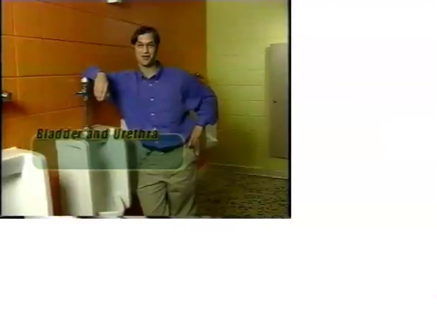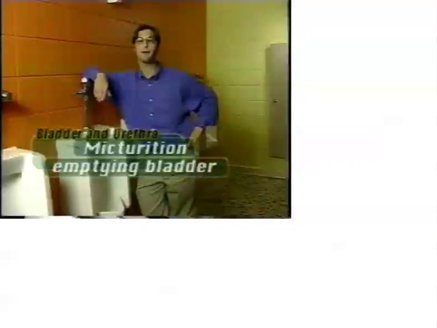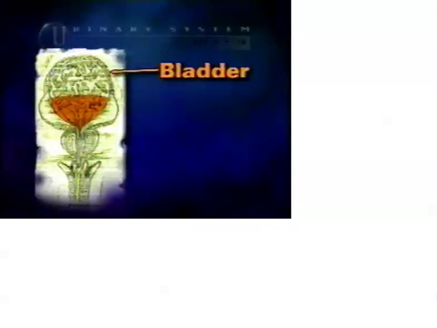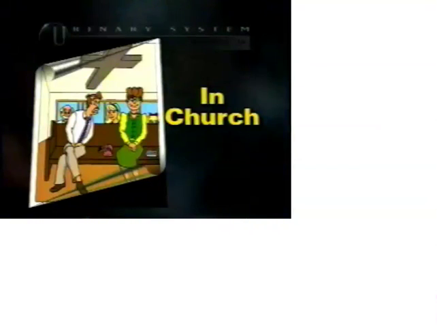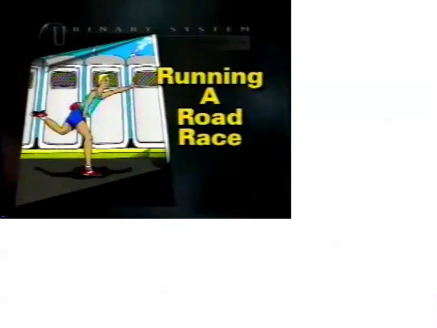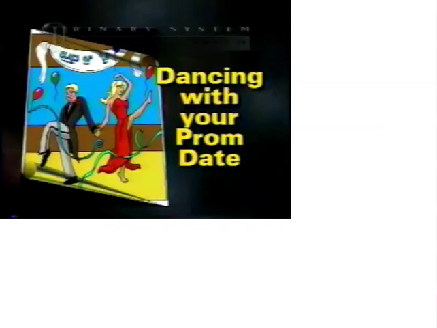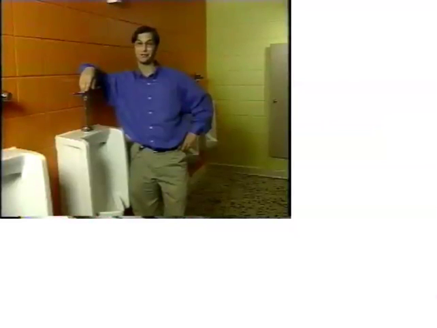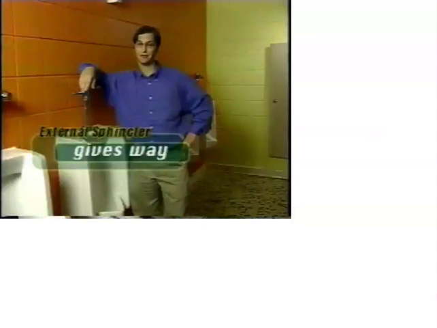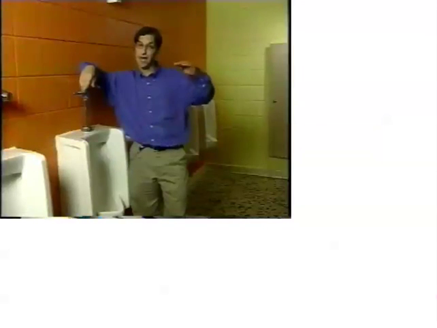Well, that's the bladder and the urethra. You should be thankful for these organs. They make micturition, the act of emptying the bladder, possible. You see, when the bladder fills up with urine, its smooth muscle contracts, causing the internal sphincter to open wide. So if you're not ready to go because you're in church, running a road race, or dancing with your prom date, your body helps buy you some time. We can use our external sphincter to temporarily delay the release of urine. You know, hold it in. This is because the external sphincter is under voluntary control. Unfortunately, this little trick can only work for so long because the external sphincter will eventually give way to building pressure and then Niagara Falls.